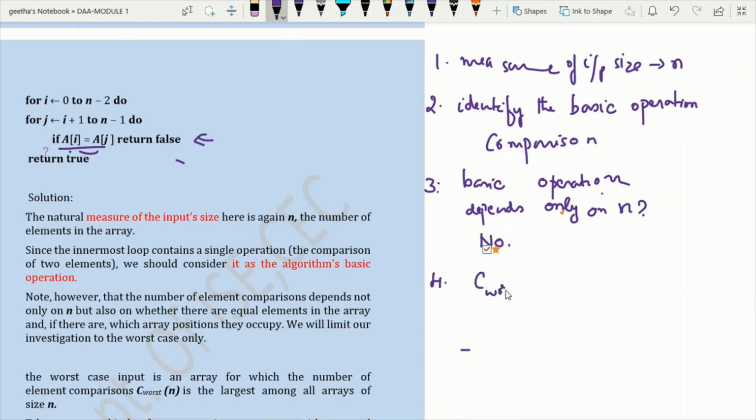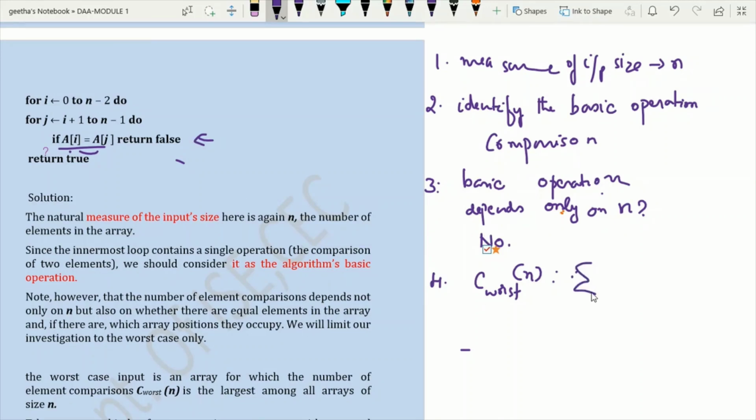See, worst case of n, only the worst case of a comparison. So now here the comparison is this. How many times can it go? At the max it can loop until i equal to 0 to n minus 1 and j equal to i plus 1 to n minus 1.